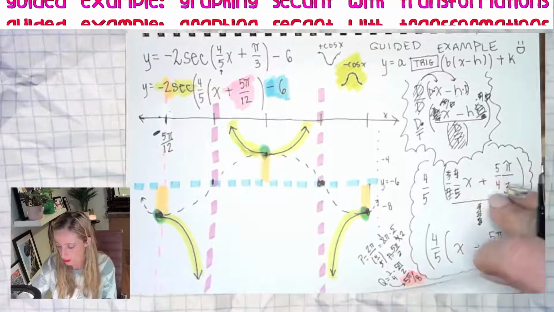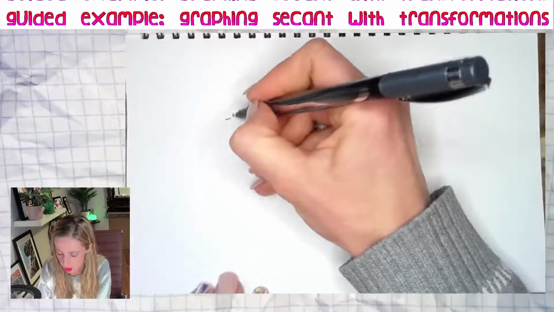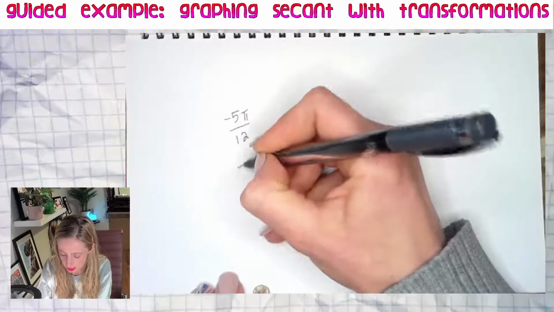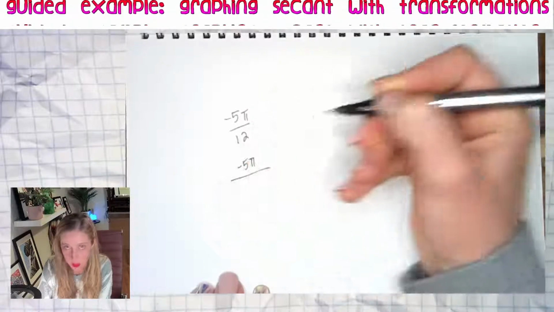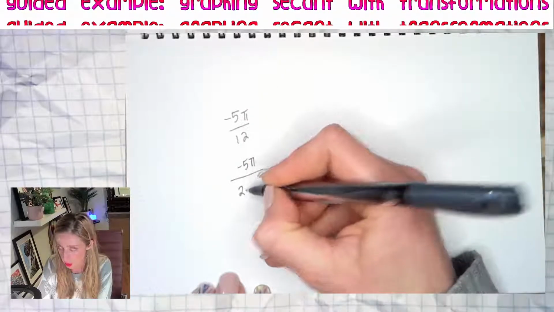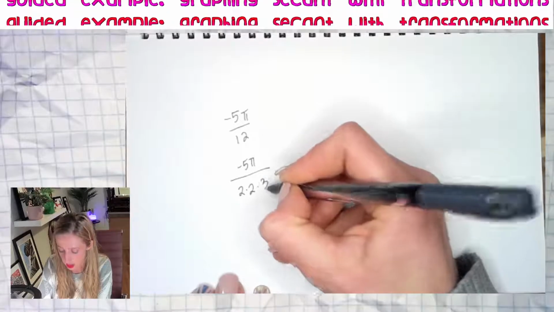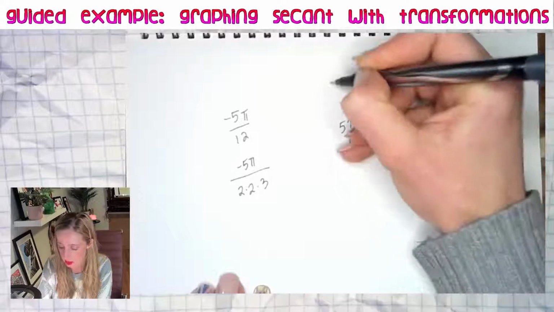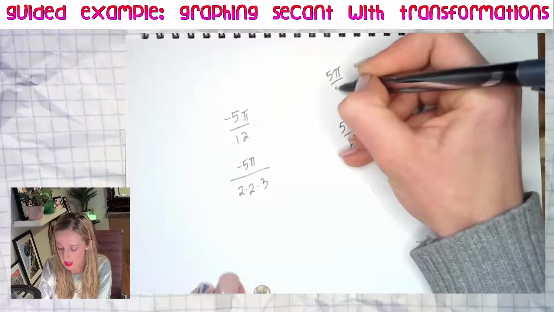Well, I would like to point out a couple things. Sidebar, negative 5 pi over 12. Well, that's really the same as negative 5 pi over the prime factorization of 12, 2 times 6, which is 2 times 3. And we're going to add 5 pi over 8 to this.